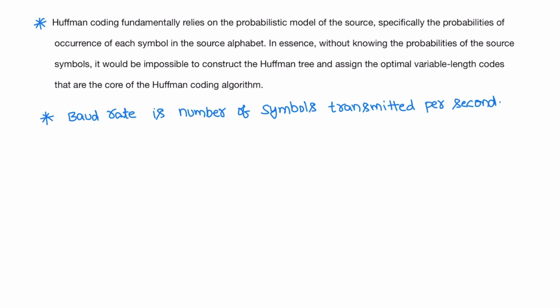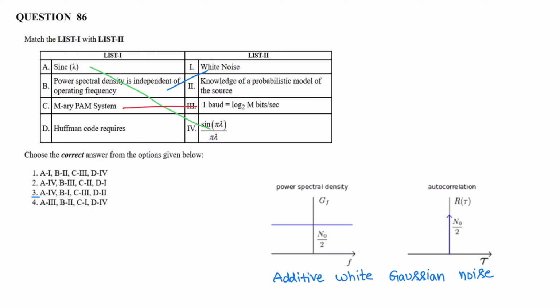Next is Huffman coding. Huffman coding fundamentally depends on the probabilistic model of a source, specifically the probability of occurrence of each symbol in the source alphabet. Without knowing the probabilities of the source symbols, it would be impossible to construct a Huffman tree and assign optimum variable length codes, which are the core of the Huffman coding algorithm. So Huffman coding requires knowledge of the probabilistic model of the source. So here A4, B1, C3, D2. The correct answer is option 3.